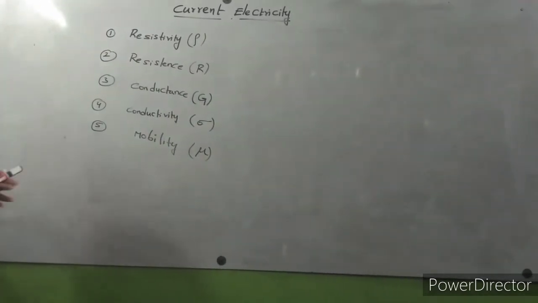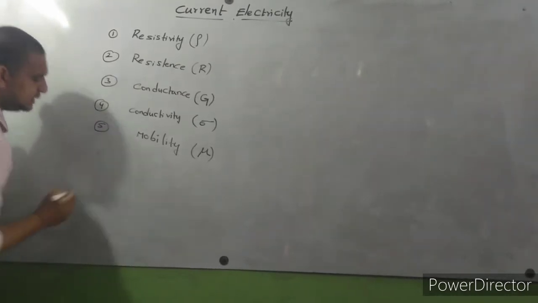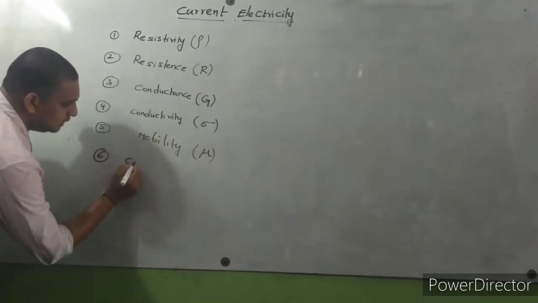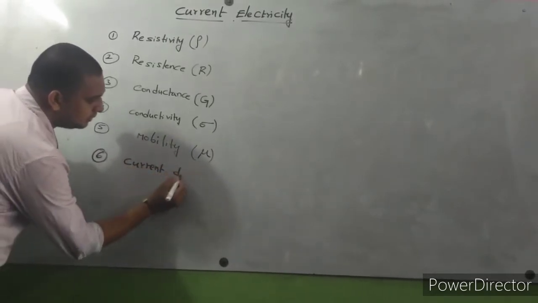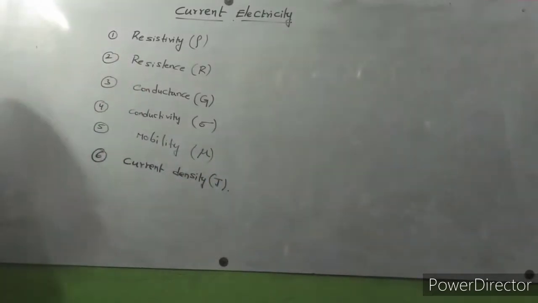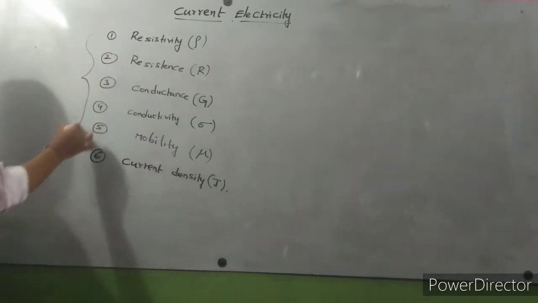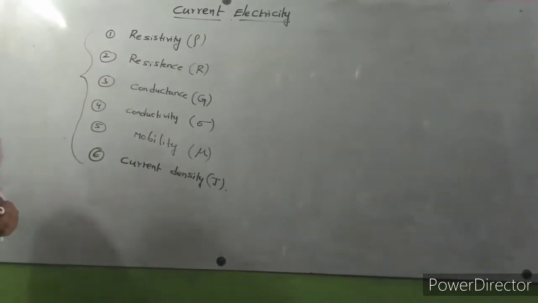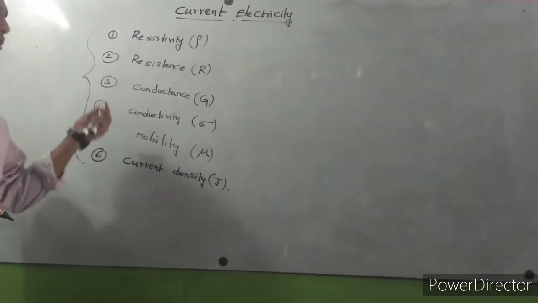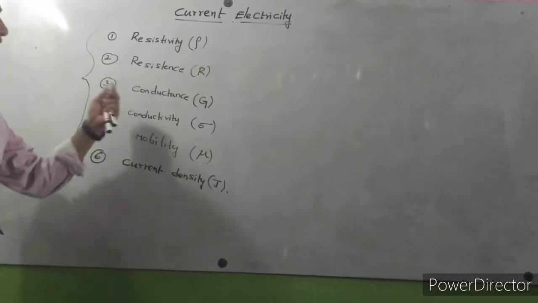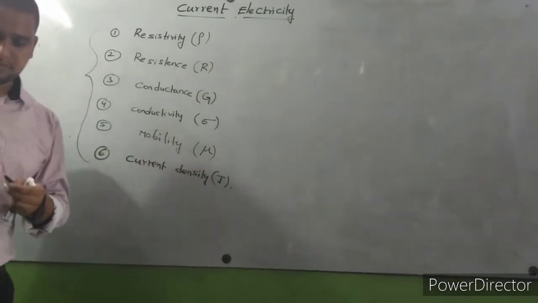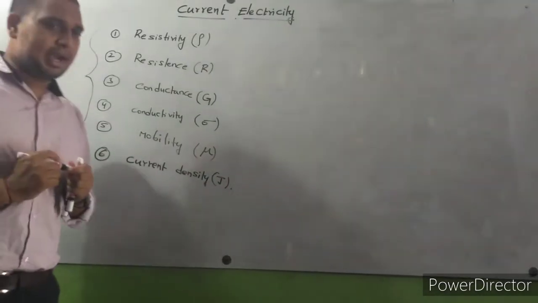We'll also discuss one more parameter, current density, indicated with J. So we will discuss these 6 parameters, their definitions, the important factors affecting resistance, resistivity and conductance, and the relation between these parameters. These are the 6 parameters we will discuss in this lecture.